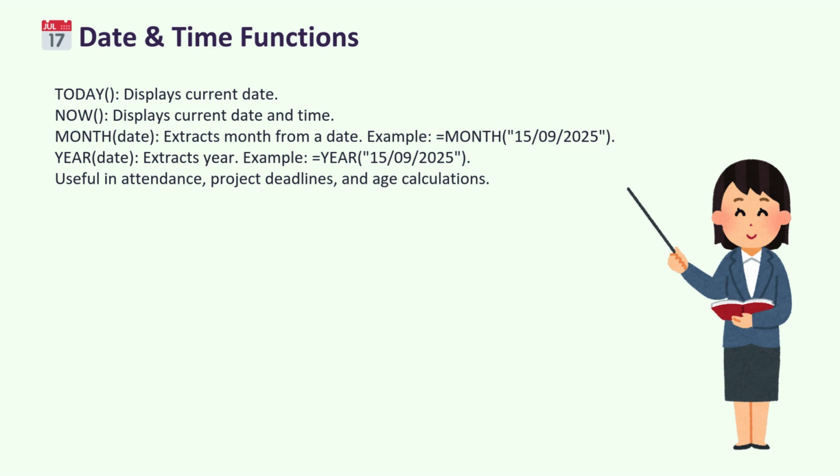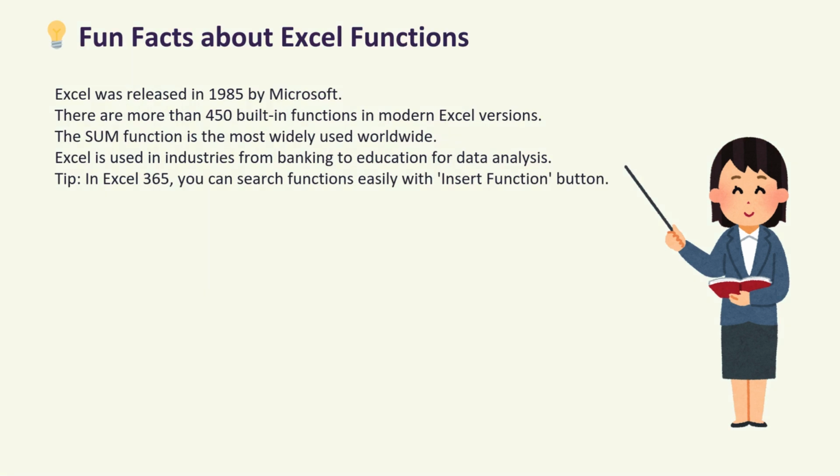Did you know Excel was first released in 1985? Today it has more than 450 built-in functions. The SUM function is the most widely used function in the world. Excel is used everywhere, from schools to banks. And in Excel 365, you can easily search for functions using the Insert Function button.